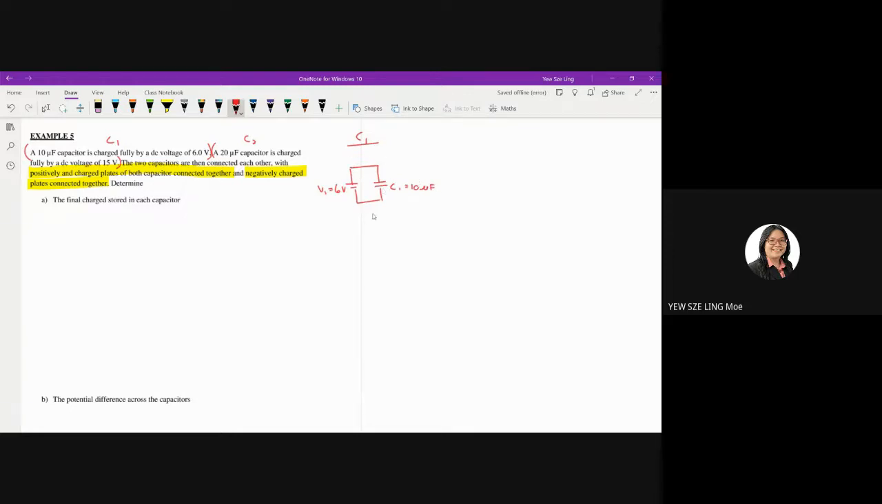When you fully charge it, your Q1 equals C1 V1, which then equals 60 microcoulomb. This is what happens in C1. What happens in C2 right now? Okay, now you have a C2 here. C2 equals 20 microfarad. And then you have a V2, which equals 15 volt.